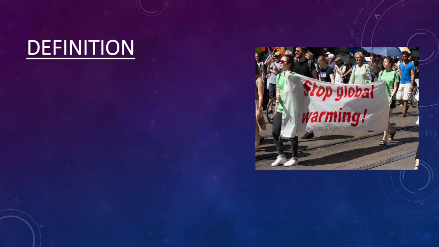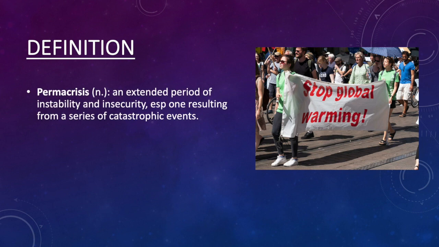Alright, let's take a look at the third word of today's unit. The word is permacrisis. Permacrisis is a noun, and it means an extended period of instability and insecurity, especially one resulting from a series of catastrophic events.